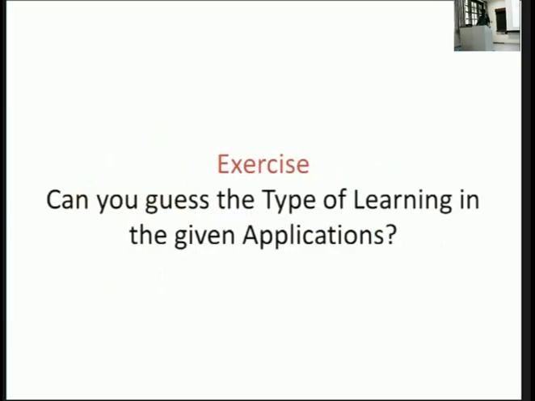So we again got an exercise. Yay. I'm going to give an example, and you have to tell me if it is supervised or unsupervised.